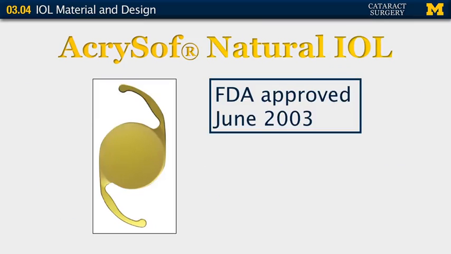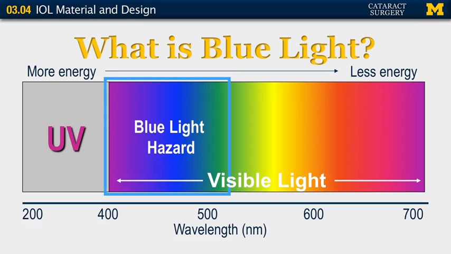So here at the University of Michigan Kellogg Eye Center, we primarily use the Alcon line of lenses. The Acrosoft natural lens that is imaged here was first approved for use by the FDA in June of 2003. You will note that it has a yellowish tint to the lens. The yellowish tint is intended to block out some of the blue light of the visible spectrum of light.